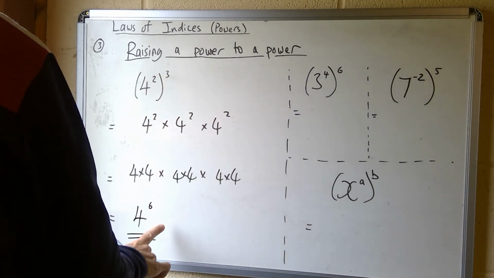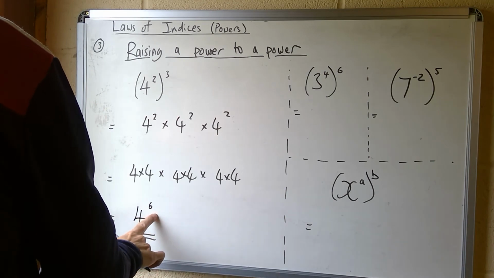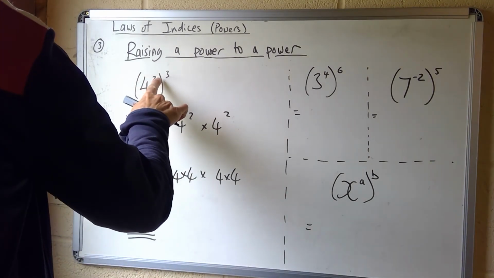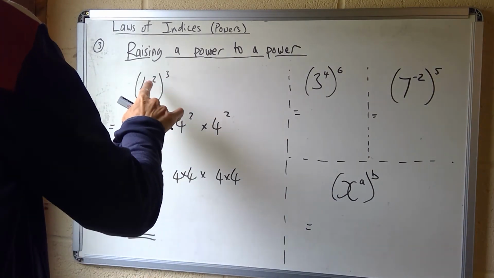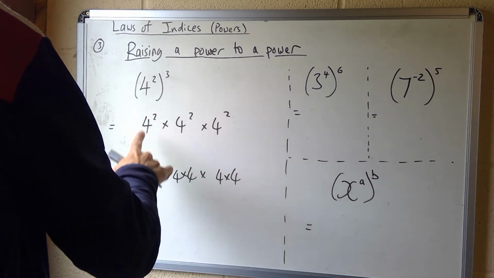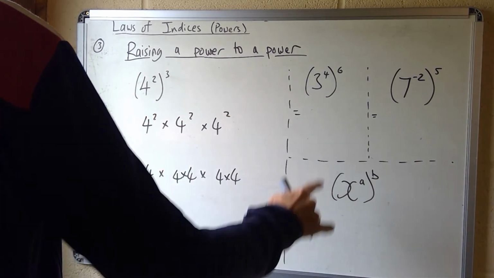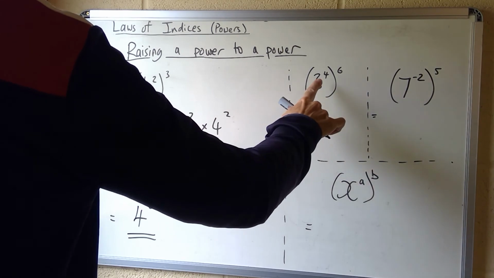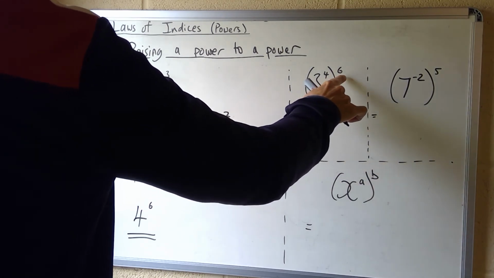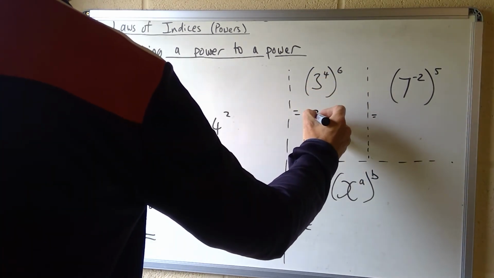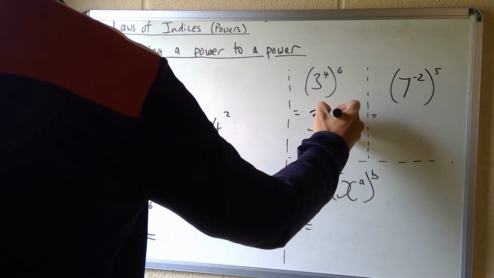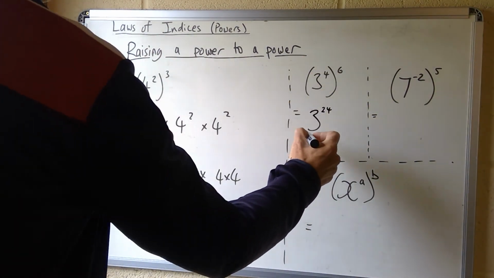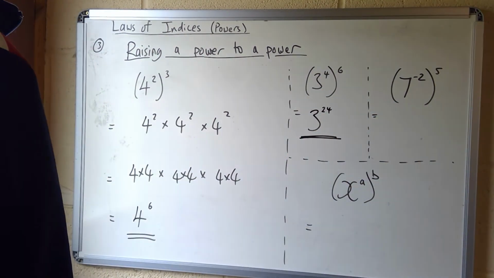If I go from the start to the end in one step, you can see I've got this 6 by multiplying these two powers together. 2 times 3 is 6. So to cut out the working and go straight to the answer, on this example, 3 to the power 4 raised to the power 6 will be 3 to the power of 24. That saves an awful lot of time going straight to the answer.